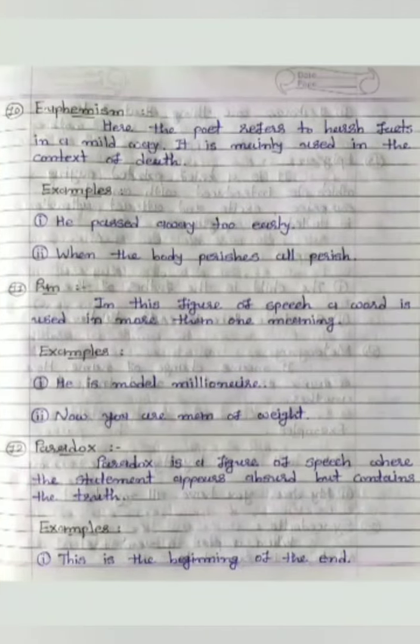Now, next is euphemism. Here the poet refers to harsh facts in a mild way. It is mainly used in the context of death. For example, "He passed away too early." Likewise, the second example is, "When the body perishes, all perish." So, it is mainly used in the context of death. That is euphemism.